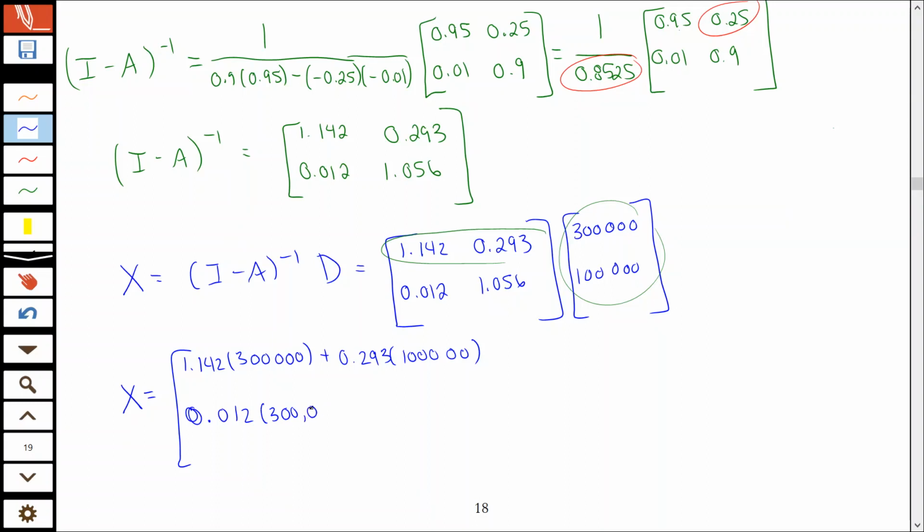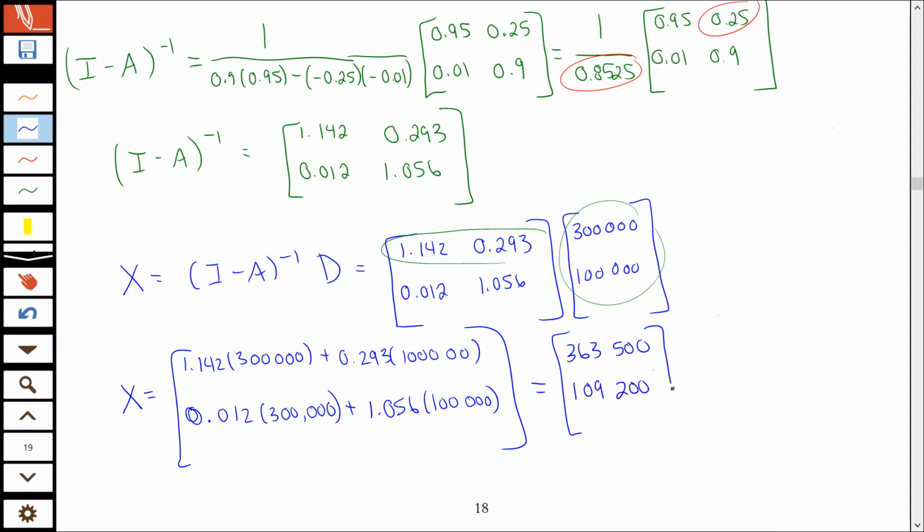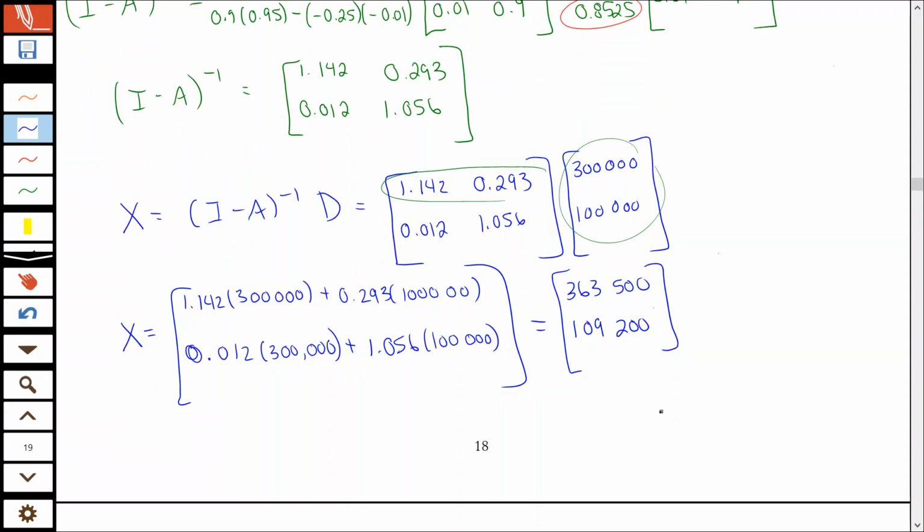We're taking that value of 0.012, multiplying it by 300,000, and then the 1.056 times 100,000. Okay, and so this is going to end up giving us the values of $363,500 and $109,200. If you kept more decimals, you might have a slightly different number.